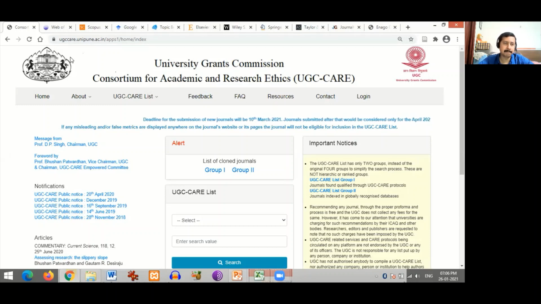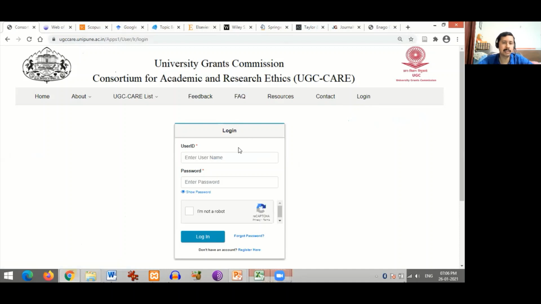UGC Care journal list, ugccare.unipune.ac.in, and I need to log in. Since I have already registered, I have an account on UGC Care. I'm going to use my account to log in. I may have to choose this I'm not a robot option of reCAPTCHA, login.